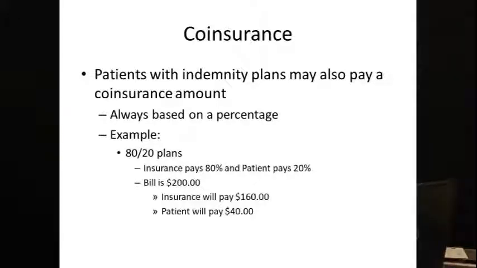For an example, if the bill is $200, and for an 80-20 plan, the insurance will pay $160, and then the patient will be responsible for $40 of that. That's the patient's co-insurance.